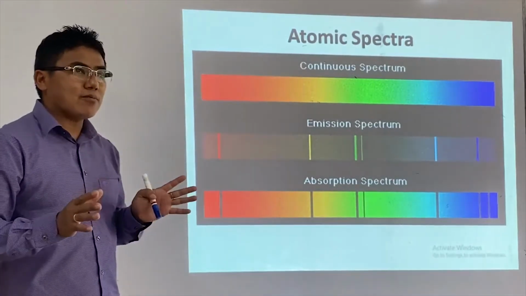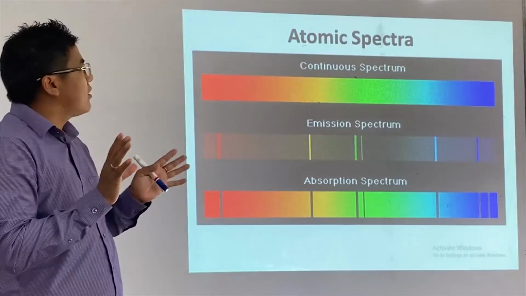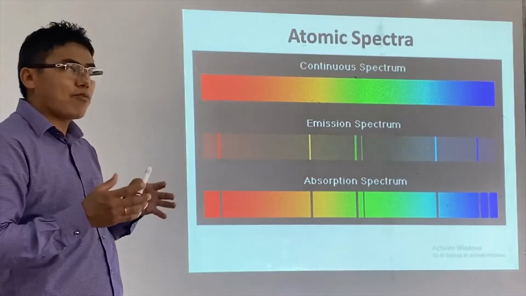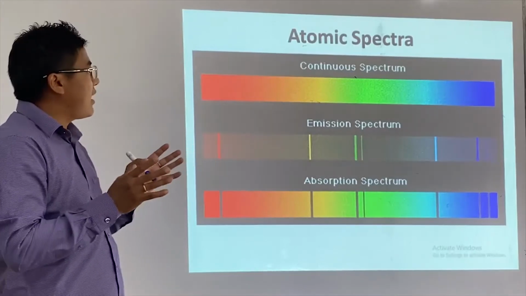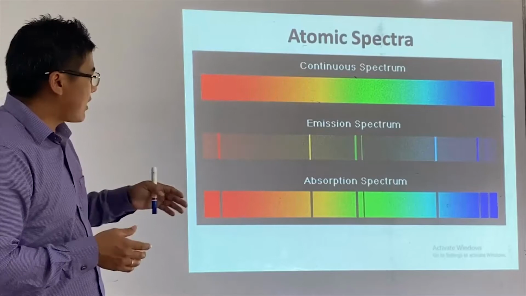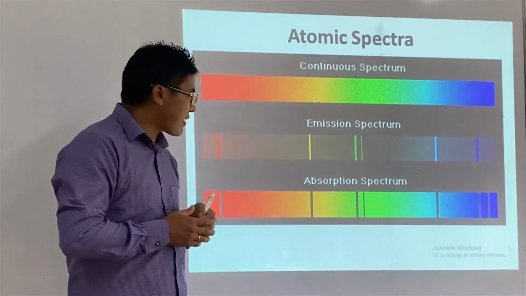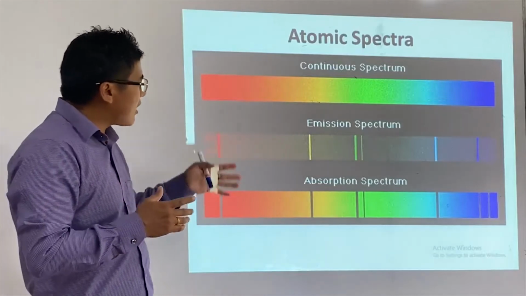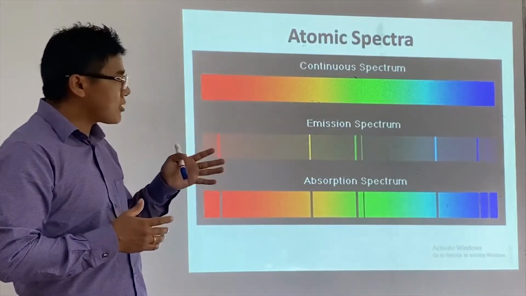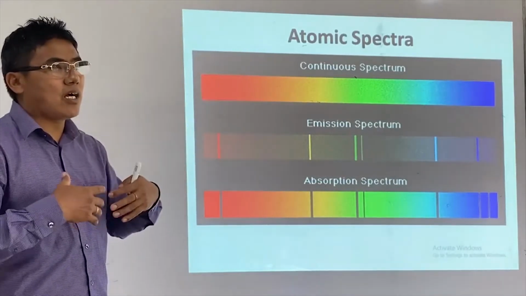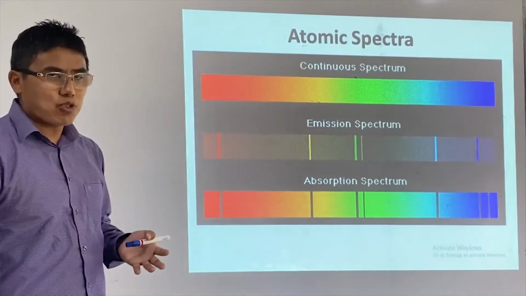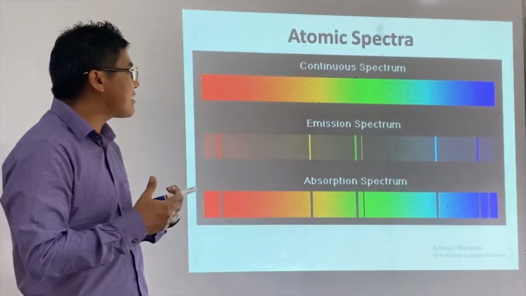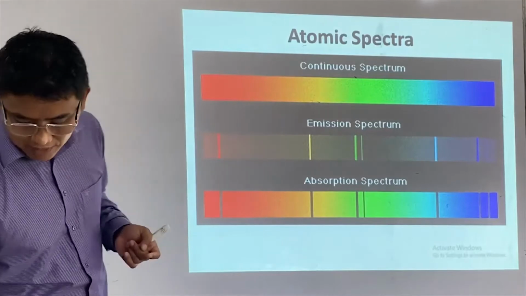When we study atoms, we normally categorize atomic spectra into two: emission spectra and absorption spectra. Actually, emission and absorption are one and the same. The only difference is that in one case absorption of light is taking place, and in the other case emission of light is taking place. I will explain this.